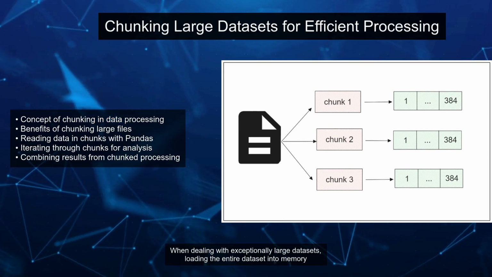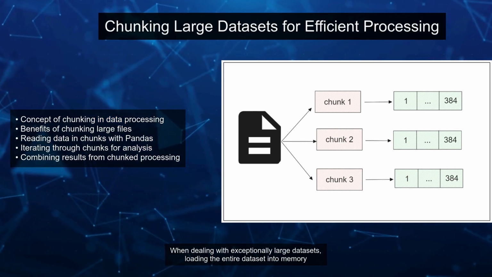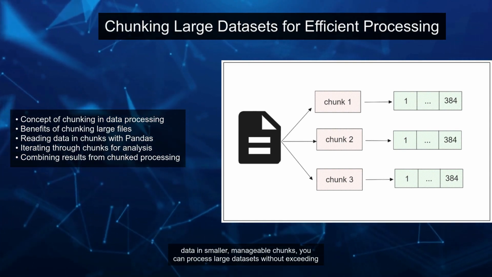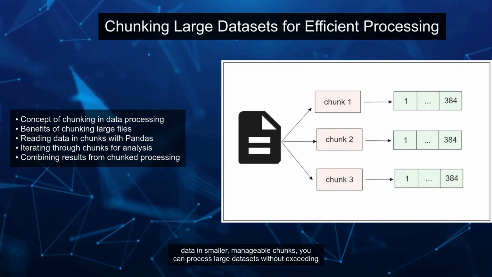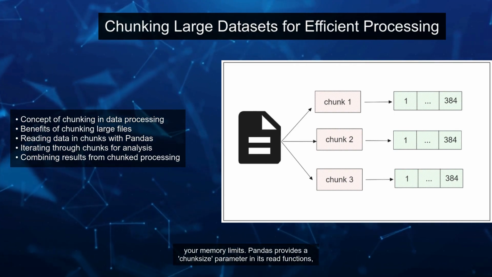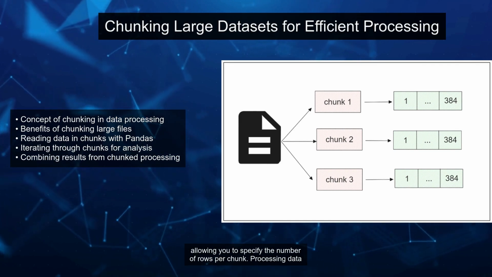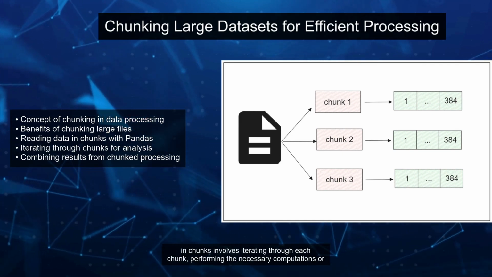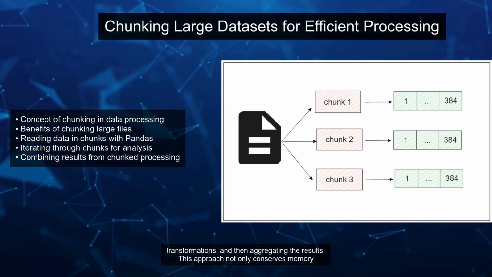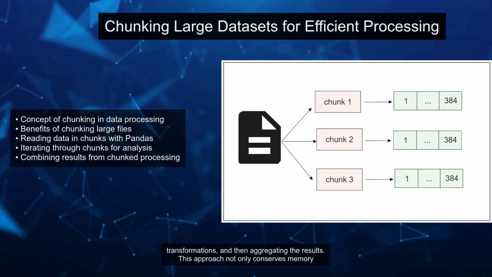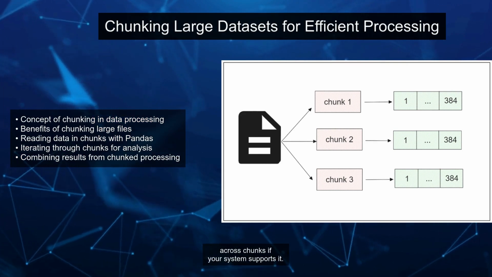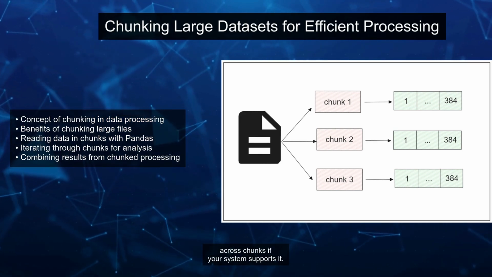When dealing with exceptionally large datasets, loading the entire dataset into memory might not be feasible. This is where chunking comes in. By reading data in smaller, manageable chunks, you can process large datasets without exceeding your memory limits. Pandas provides a chunksize parameter in its read functions, allowing you to specify the number of rows per chunk. Processing data in chunks involves iterating through each chunk, performing the necessary computations or transformations, and then aggregating the results. This approach not only conserves memory but also allows for more efficient processing, as you can parallelize operations across chunks if your system supports it.